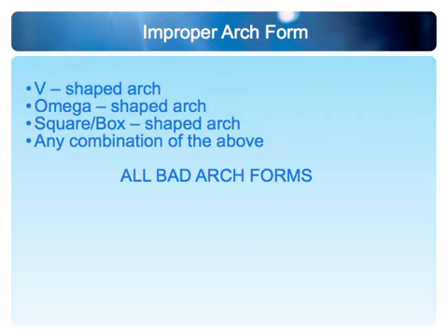The V-shaped arch, the omega-shaped arch, the square or box-shaped arch. And then there are combinations of the above. We know patients who look just like this, and we see them all day, all week and all year long, and they walk in with an improper arch form. And when you have a V-shaped arch, or an omega-shaped arch, or a square or box-shaped arch, or any of those combinations, you're going to have an amount of crowding in there. And that's what I mean with improper arch form. These are all bad arch forms.